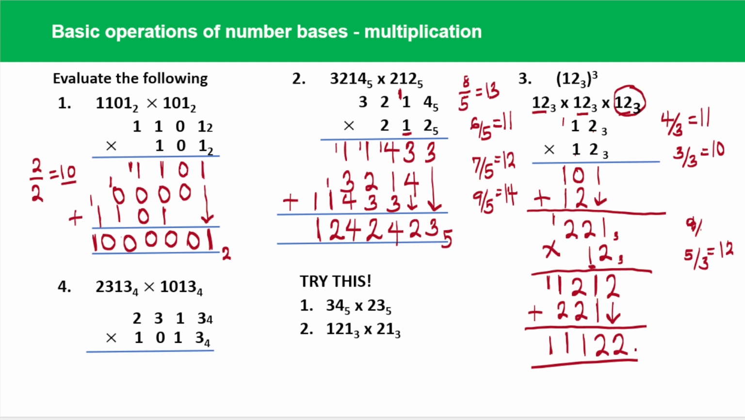So our answer to this question is 11122 base 3. So my friend, this is how you multiply numbers in any given base.